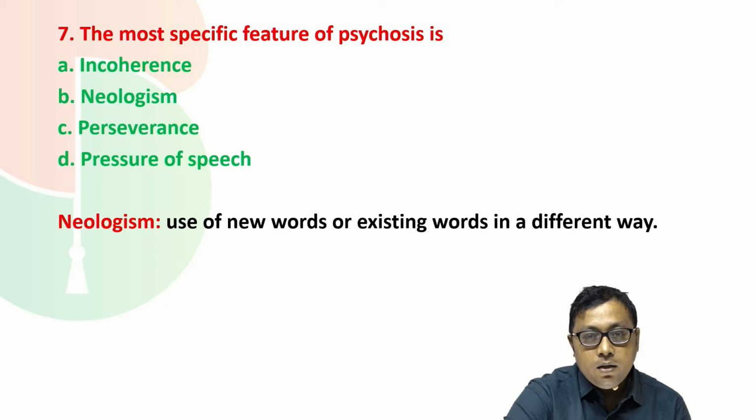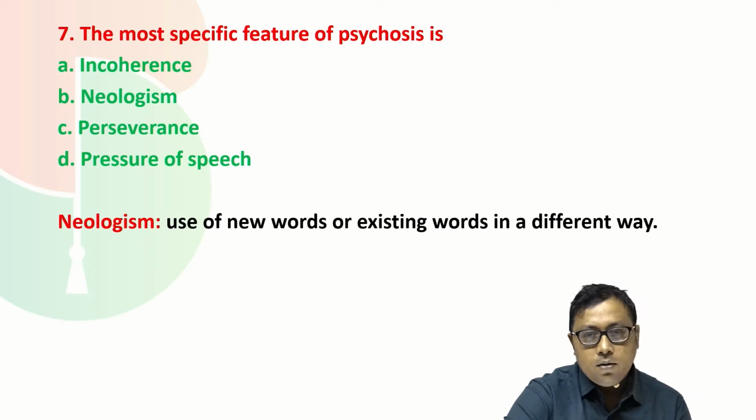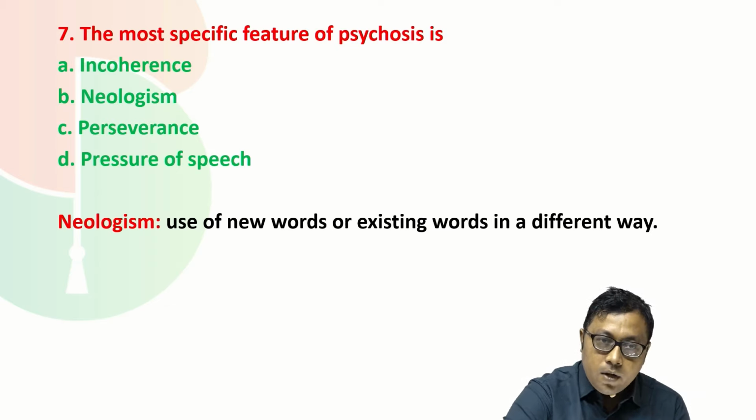and this can be seen in case of the mania, or also it can be seen in some normal people. And perseveration can be seen in schizophrenia, frontal lobe injury, dementia. And incoherence, neologism, both can be seen in psychosis, but among these the neologism is the most specific for psychosis.